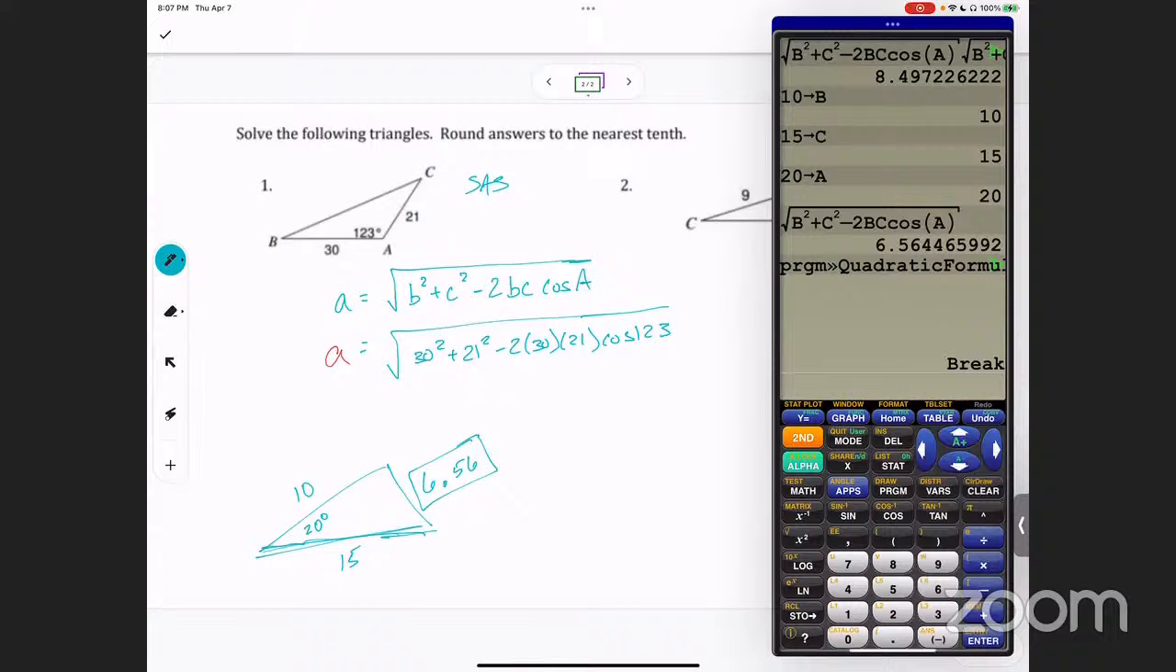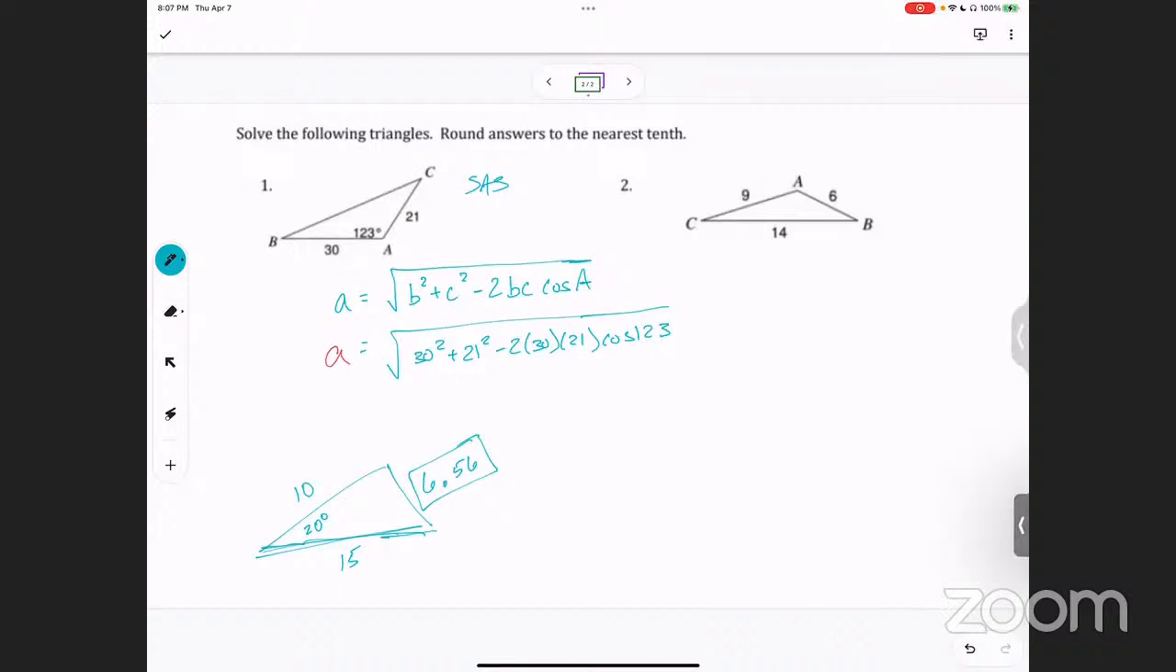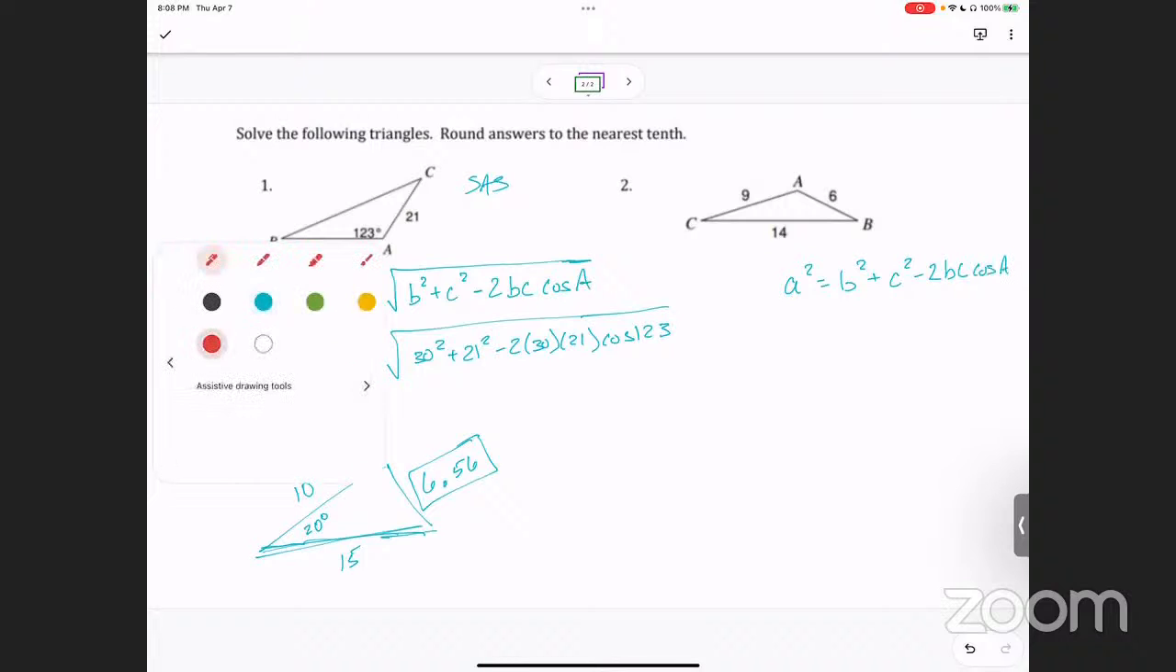Okay, so let's figure out this one here. So I've got 6, 9, and 14. To find angles, here's my law of cosines. It's going to be a squared. Remember, it's a squared equals b squared plus c squared minus 2bc cosine A, right? So if I'm trying to solve for A, I'll show you how I did this. Gabriel, watch this again.